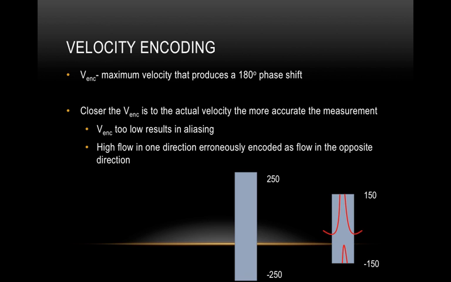So in this situation, what we would actually need to do is increase our velocity encoding to 250. And if we increase our velocity encoding to 250, then you can see that the full curve is able to be mapped in the correct direction. And we don't get velocity in the positive direction that is encoded in the negative direction.